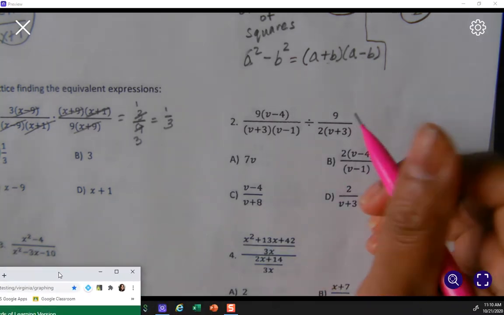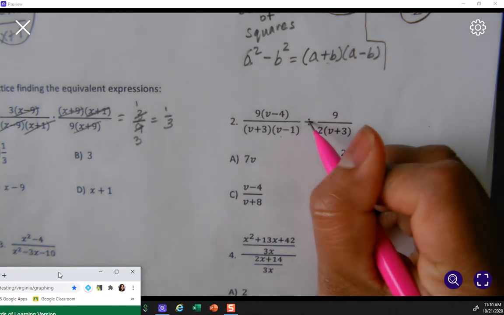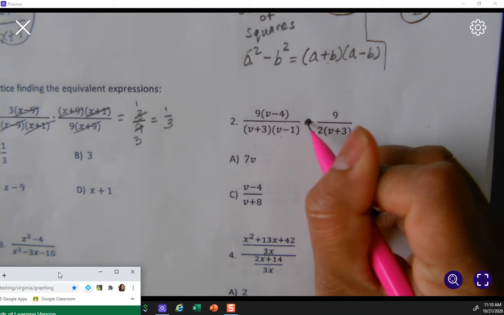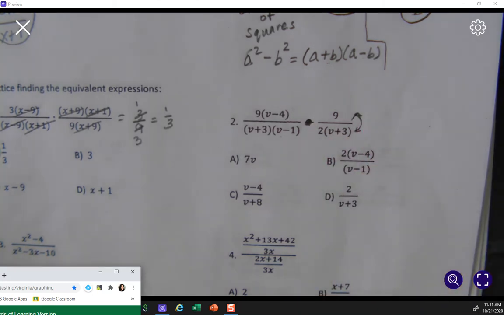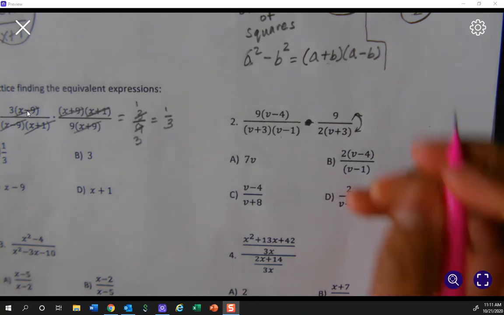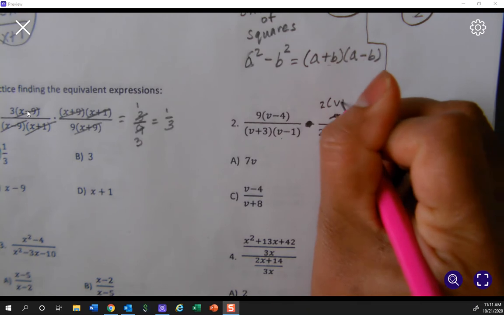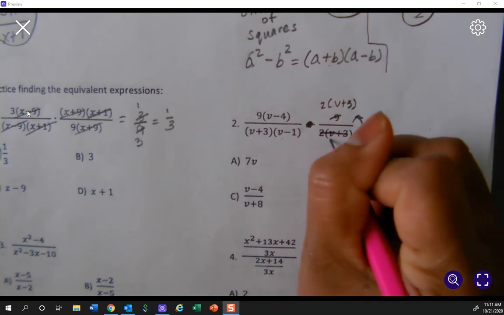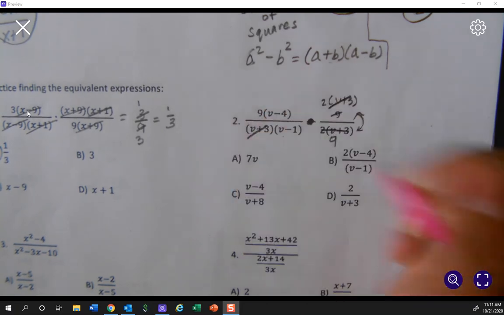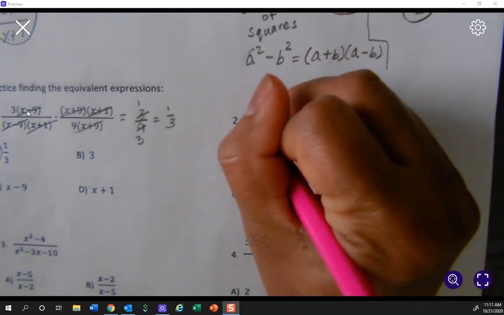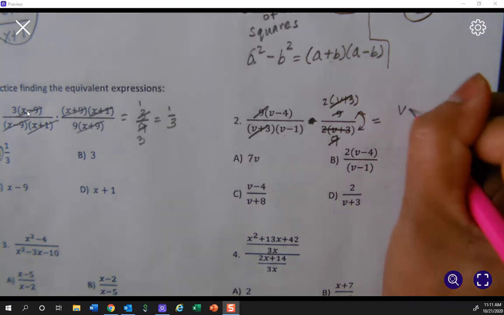Okay. So here, I'm going to keep the first one, change it into a multiplication sign, and then we're going to flip the next one. So this would be 2v plus 3 in the numerator. This would be 9. Okay, now I can see if I can cancel these two out. I can cancel out the 9s. And so I have here v minus 4.